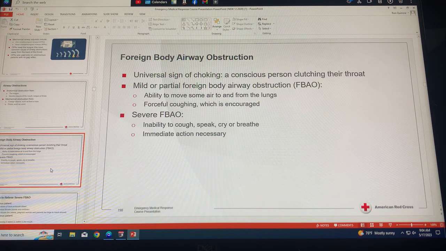So now we have foreign body airway obstruction. Foreign body airway obstruction causes choking and commonly occurs because of poorly chewed food, eating too fast, or laughing, talking, running, or walking while eating. A conscious person who is clutching the throat is showing what is commonly called the universal sign of choking. Now remember, the universal sign of choking is a conscious person clutching their throat.